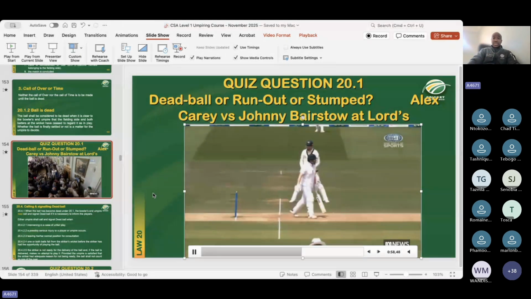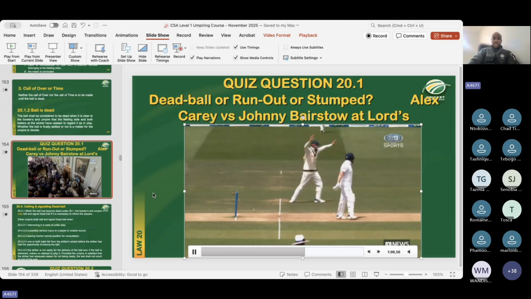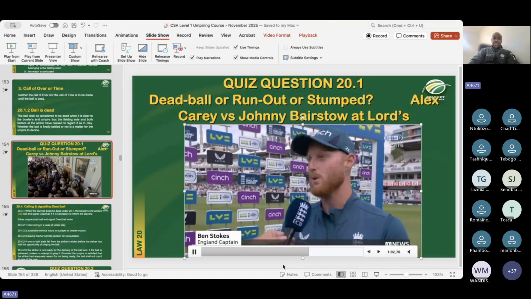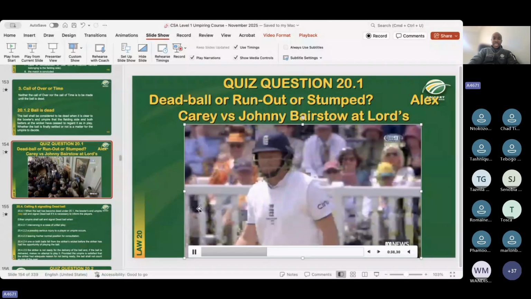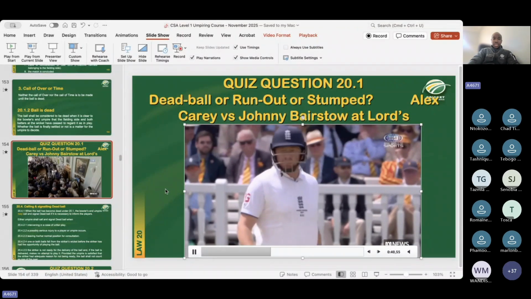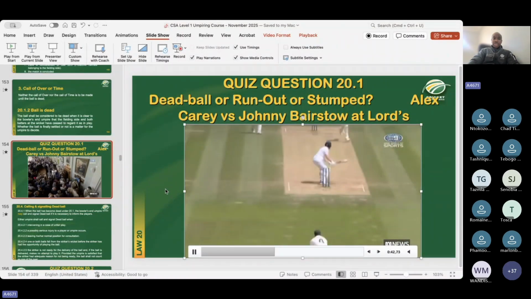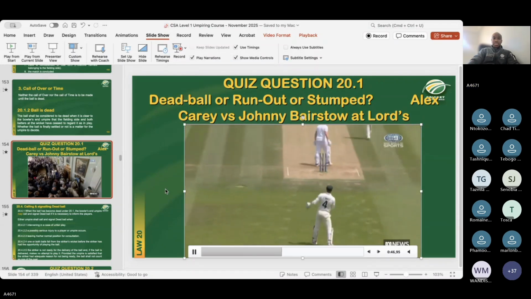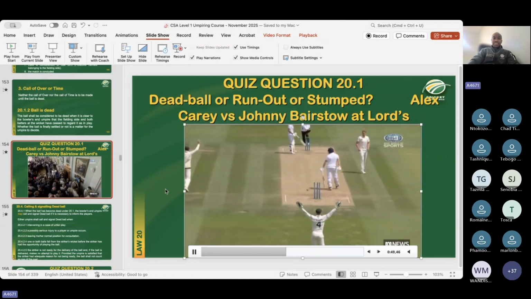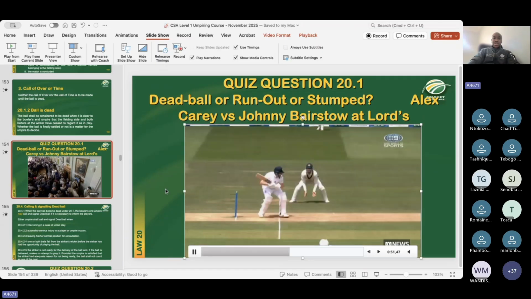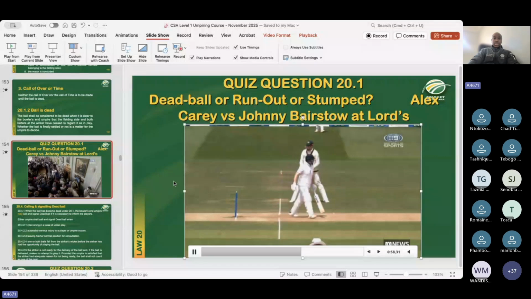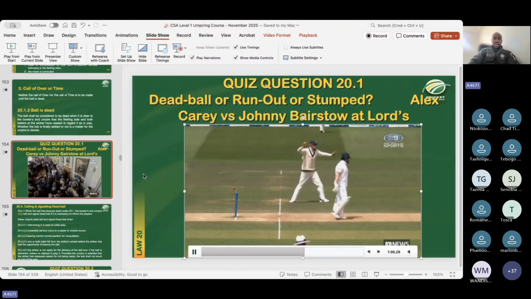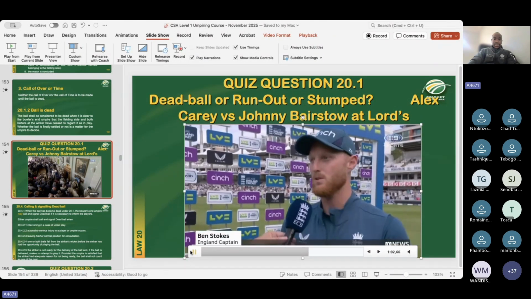Has the fielding side considered the ball as dead? Definitely not. Have the umpires considered the ball as being dead? No, they have not. So, unfortunately, Johnny Bairstow is out. How is he out? Because he was not attempting a run and because the wicket was fairly put down by the wicketkeeper, Johnny Bairstow is out stumped. Okay, answer to quiz question 20.1, out stumped.